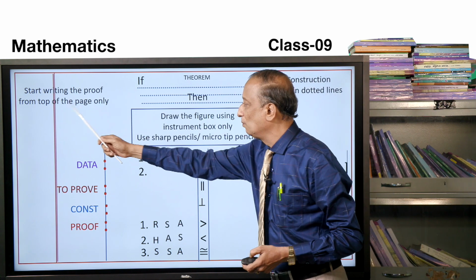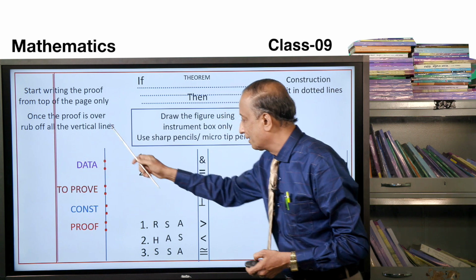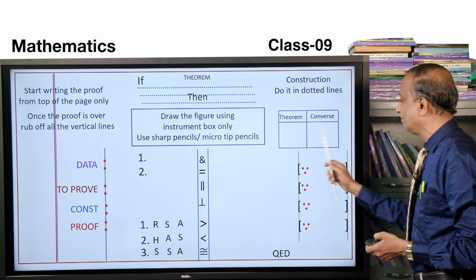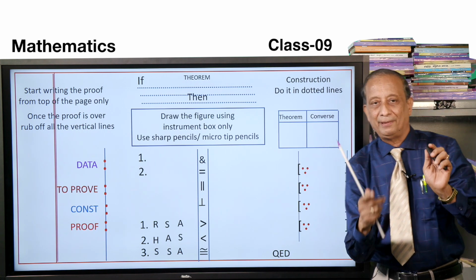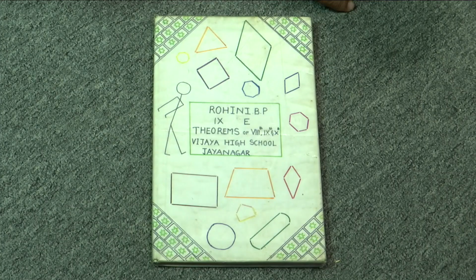Start writing the proof from the top of the page only. Once the proof is over, rub off all these vertical lines. So if you are writing a theorem and converse, write the theorem on the left page, and on the right page you always write the converse to this theorem.